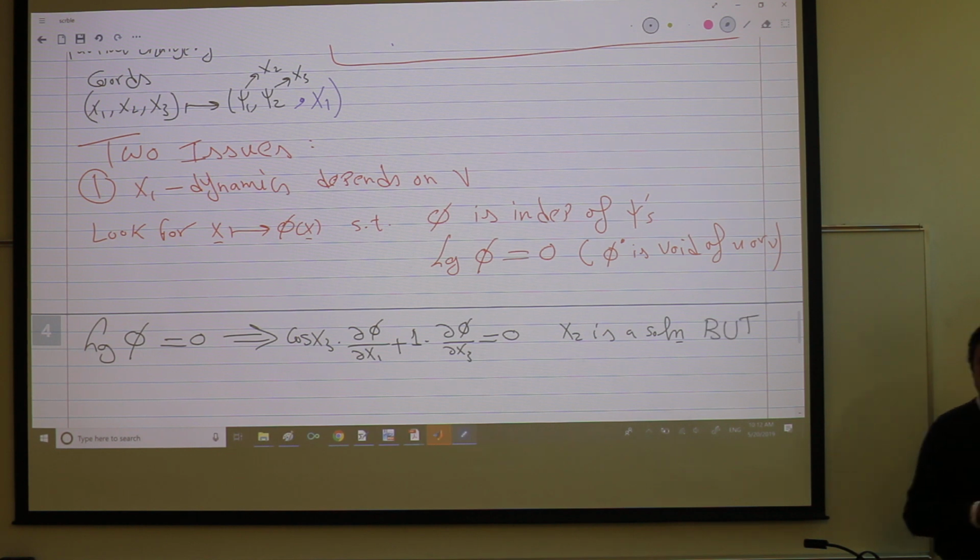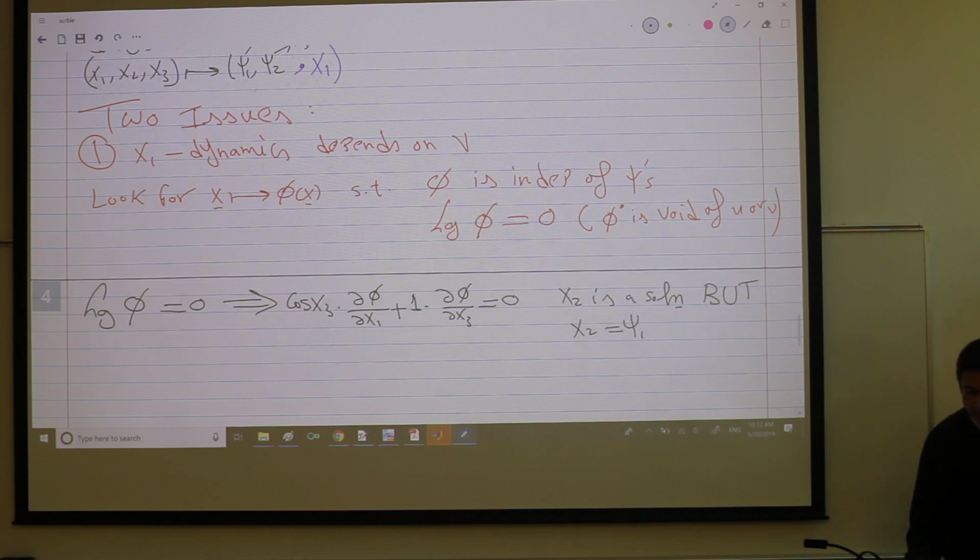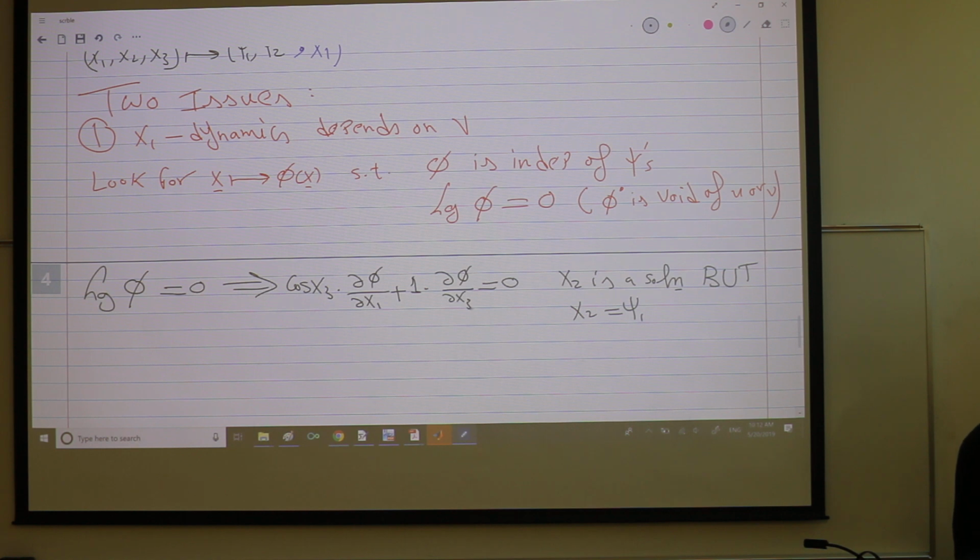What's the problem with that? Is that it's not a new coordinate. I have x2 already. x2 is my psi1, right? But x2 is psi1, so this is not independent. We need an independent solution. So we'll do it the usual way we do things. We solve these partial differential equations, the linear ones.